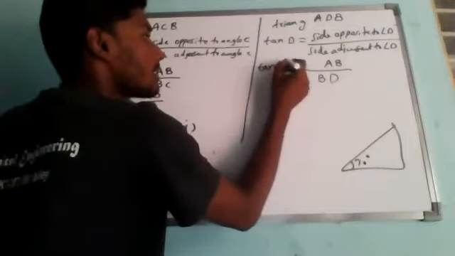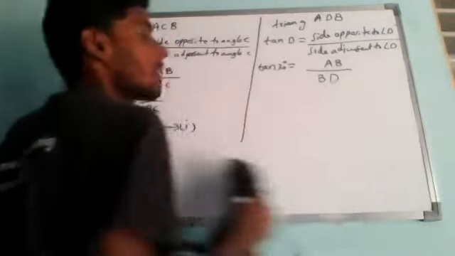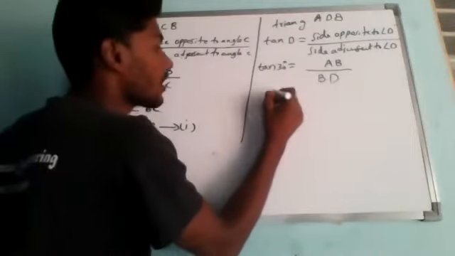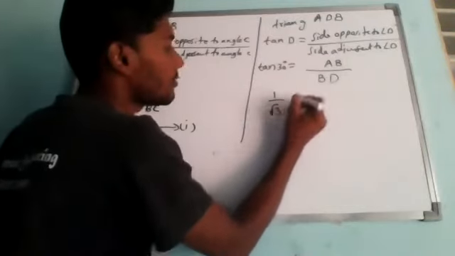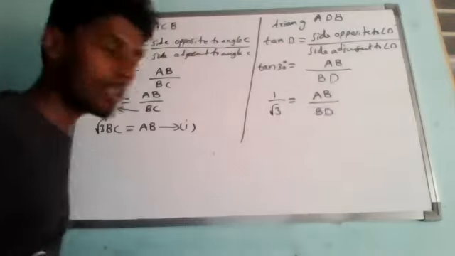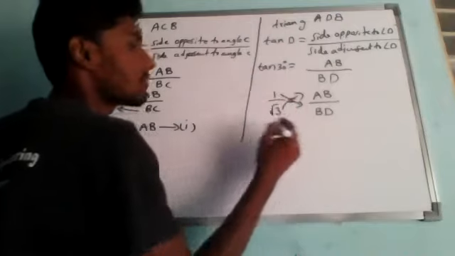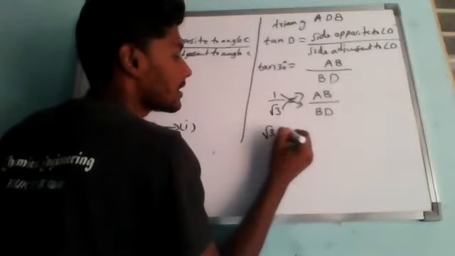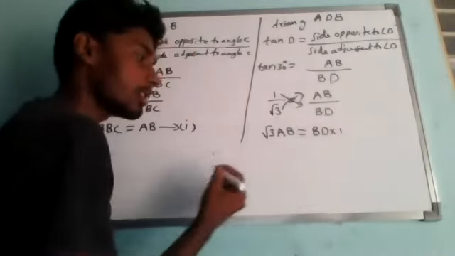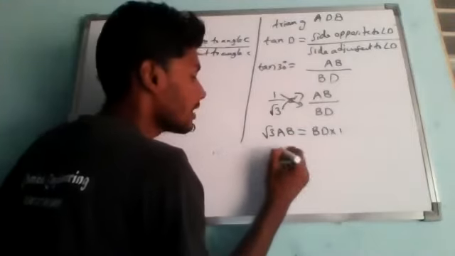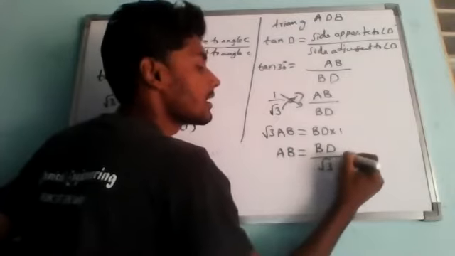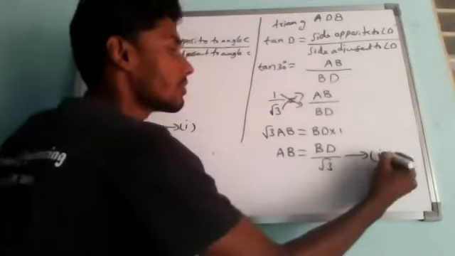So tan 30. What is the value of tan 30 from the trigonometric table? That is 1 by root 3. So 1 by root 3 is equal to AB by BD. Now if we do the cross multiplication, we get root 3 AB is equal to BD into 1, which is BD. So now I will write AB is equal to BD divided by root 3. Let me call this equation 2.